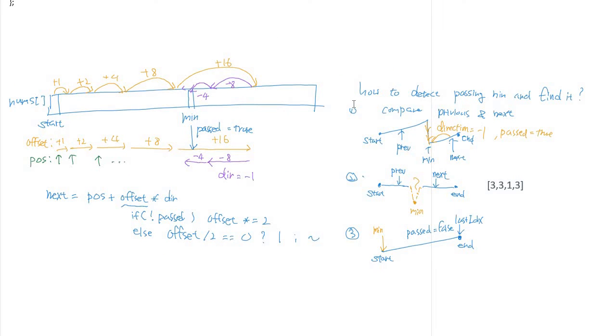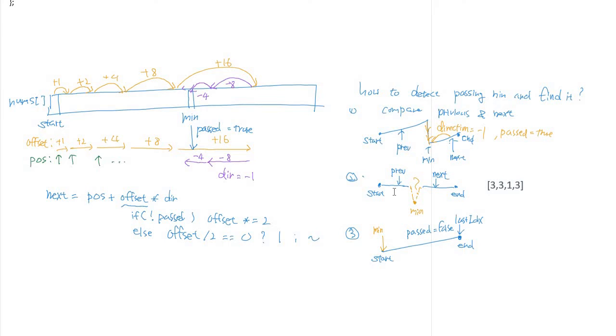So let's think about the detection of passing the minimum value during the movement. How can I know that? The first way is to compare the previous value and the next value at its position. Let's think about this pattern. This is the sorted and rotated array, and the minimum value exists here. When we pass the minimum value during the movement, we can compare the previous position value and the next position value. We can see that the next position value is smaller than before. In that case, we know that the minimum value should exist between them. So we set the direction flag to -1 and past to true.